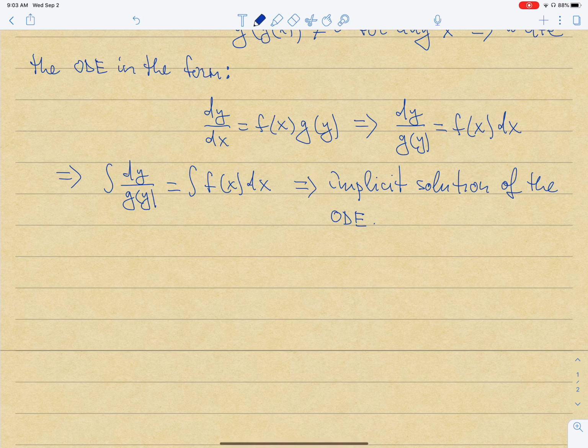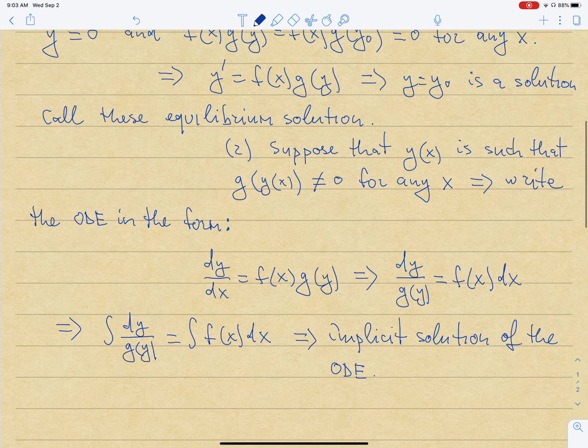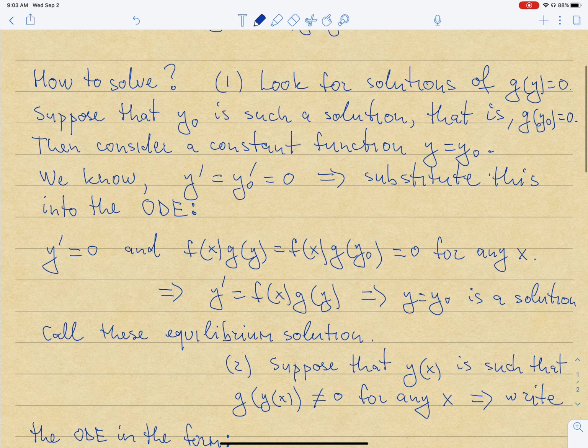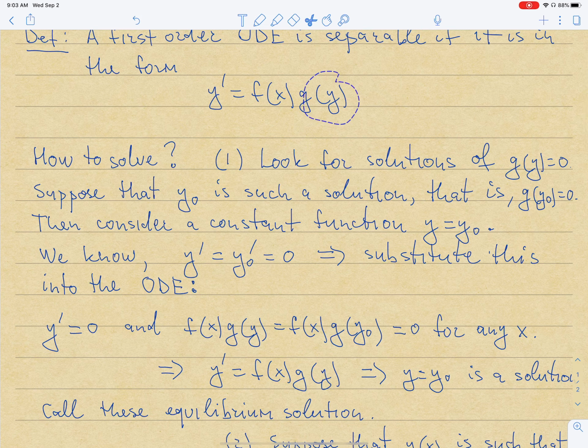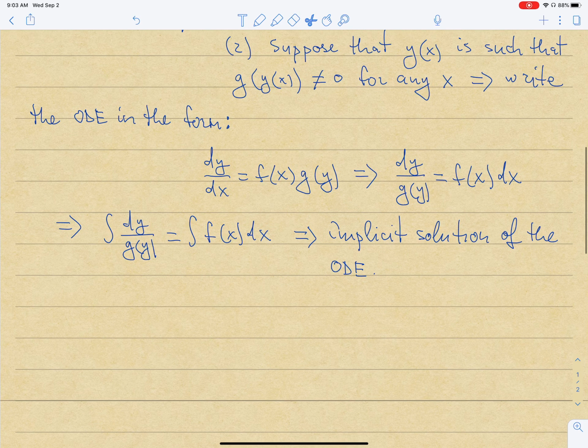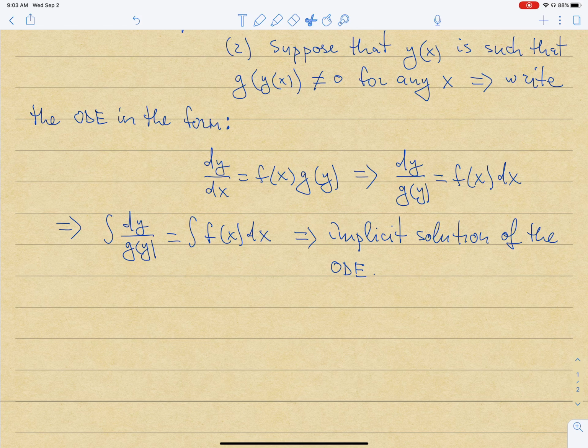So here is then the procedure for solving a separable equation. It basically will consist of two steps. Step number one, you find the constant solutions by setting g of y to 0, finding y's that make g equal to 0, and then every y that you find by itself is a constant solution of the ODE. And then, in addition, to find the non-constant solutions, we separate variables just like so, integrate, and we end up with a family of implicit solutions to the ODE.